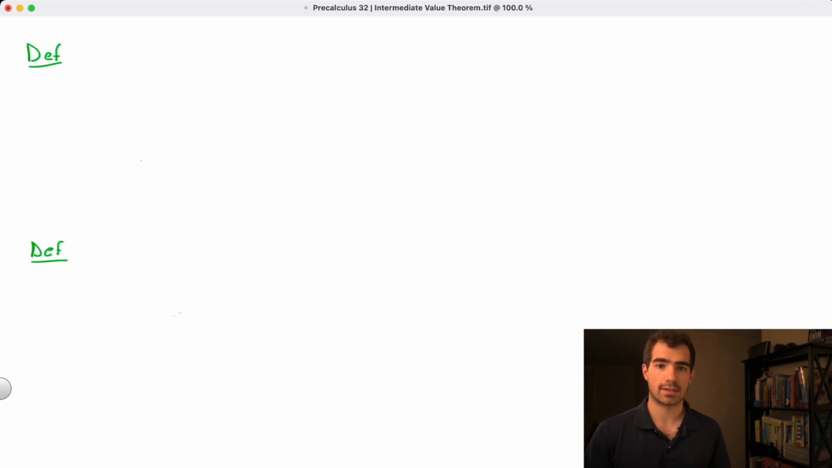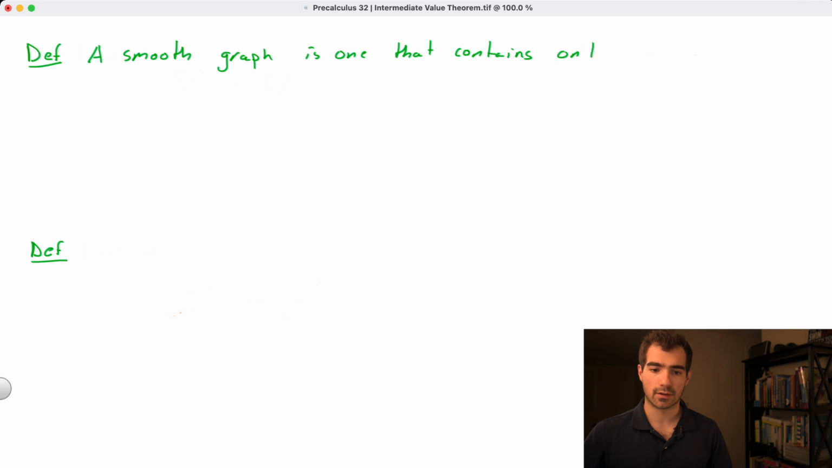Now again, this is a concept that will be explored formally in a calculus course, but at least in terms of the intuition, we can really think of smoothness as any graph that doesn't contain any sharp points or corners and is only featuring smooth rounded curves. In other words, a smooth graph is one that contains only rounded curves with no sharp corners.